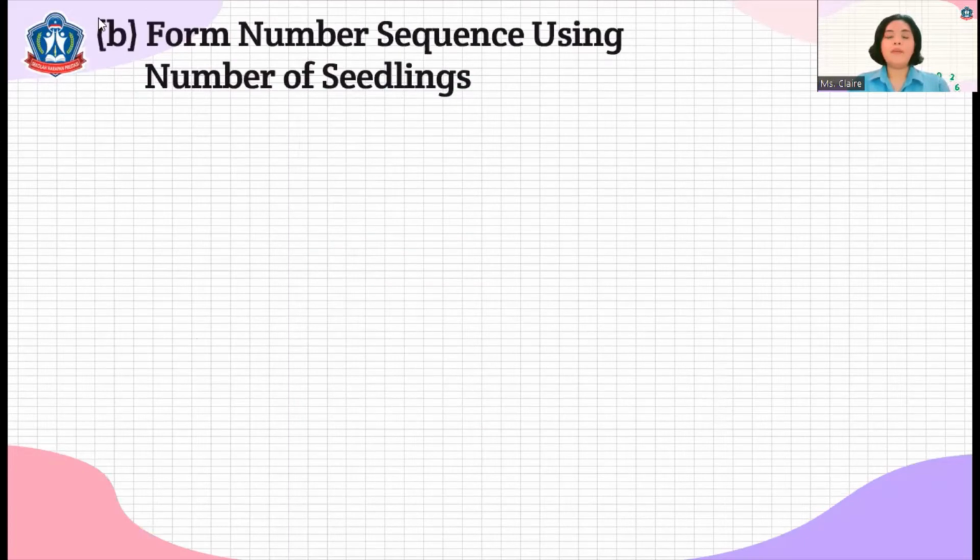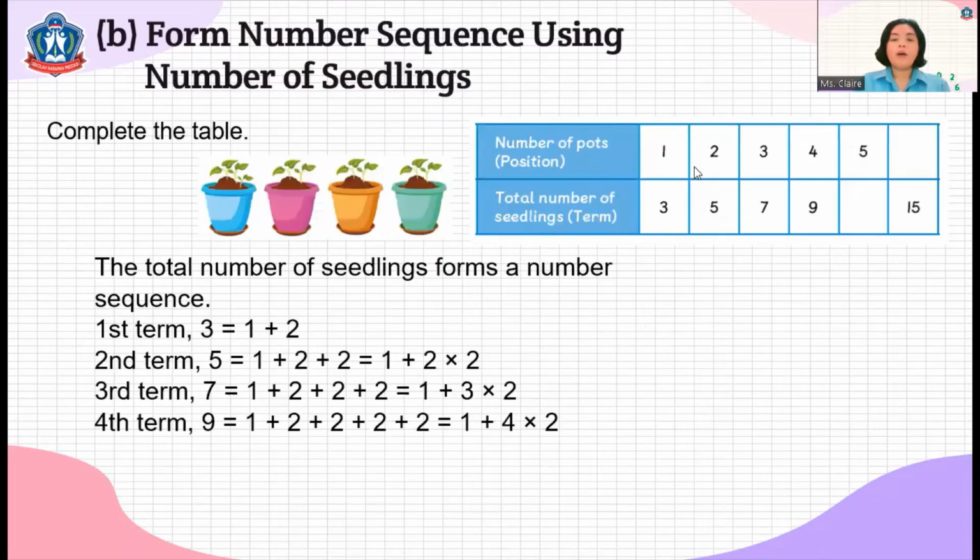Another problem we have here uses number of seedlings. What have you observed here? We have our position, the number of pots, and our term, the total number of seedlings. We have a missing number of seedlings and a missing position. Look at the first term. We simply add 1 plus 2. That is to get the first term. To get the second term, we add 2 to the first term, so 3, or 1 plus 2 times 2. So we multiply the 2 by 2, then plus 1.